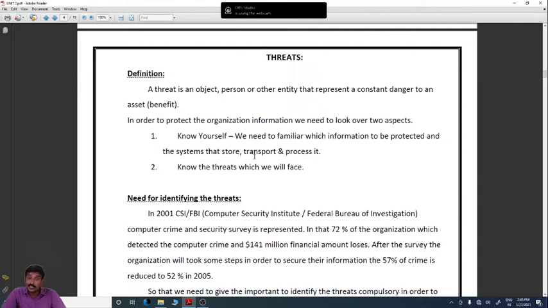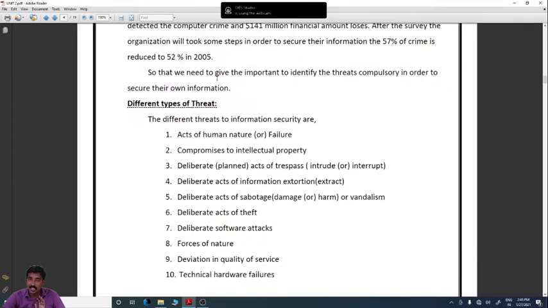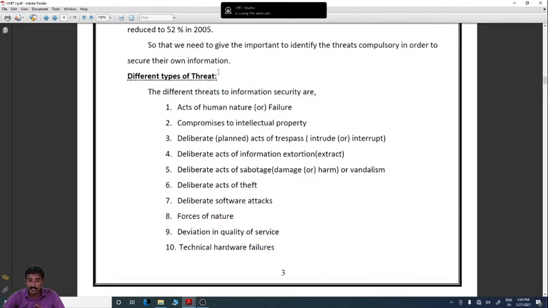Here I'm not saying that we can be 100% secure, but we try to maximize the percentage of information that is secure. So that's very, very important. First of all, I'm going to look at the different kinds of threats. Actually, there are 12 types of threats that always exist for our organization's information.